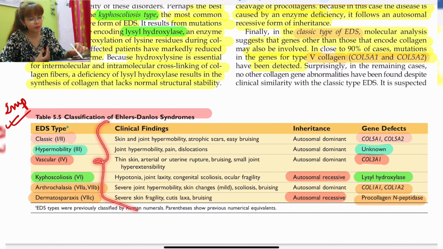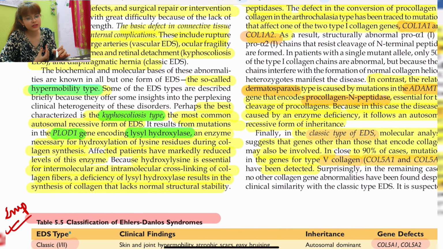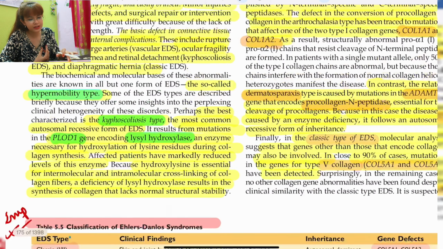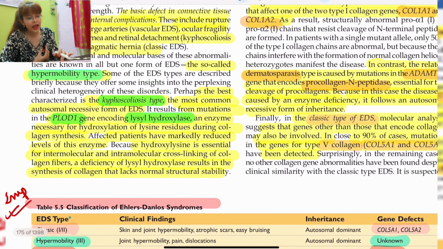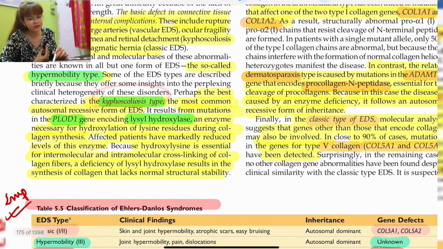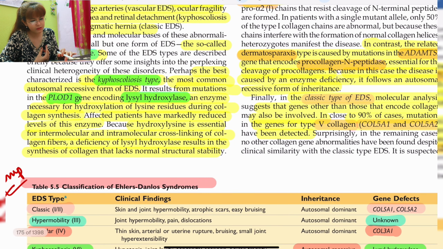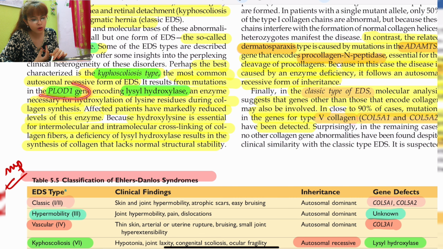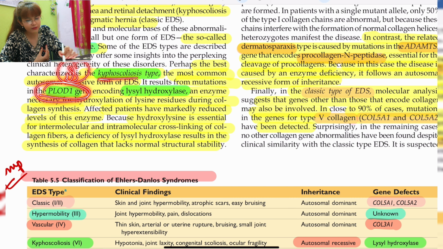The clinical findings are also summarized here, and you must read this. So as I mentioned, in the hypermobility type, the gene defect is not known, and the kyphoscoliosis type is the autosomal recessive type. It results from mutation in the PLOD1 gene. Important point: in the kyphoscoliosis type, the lysyl hydroxylase enzyme is defective.